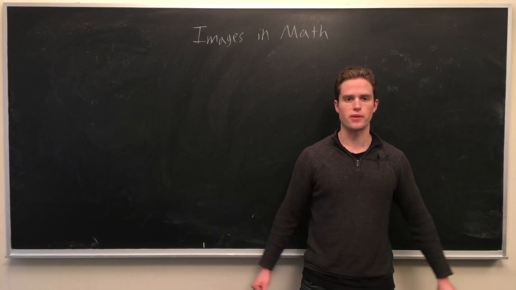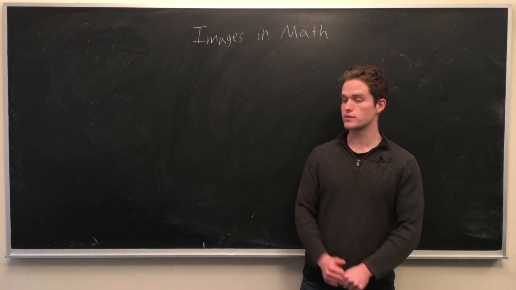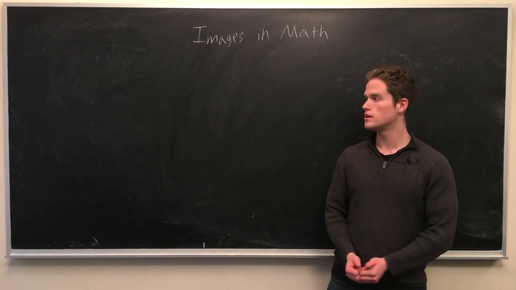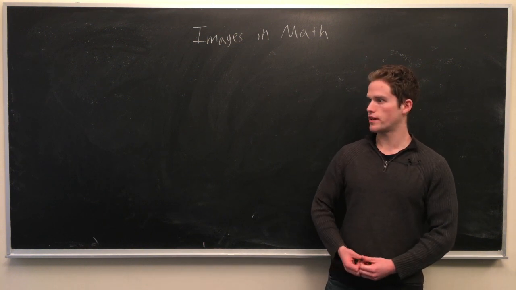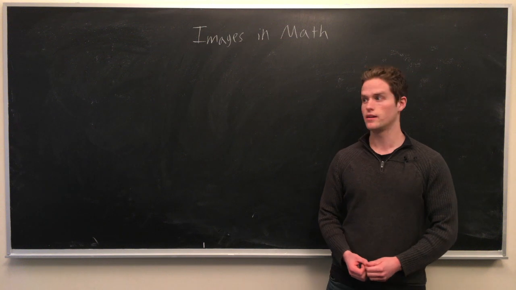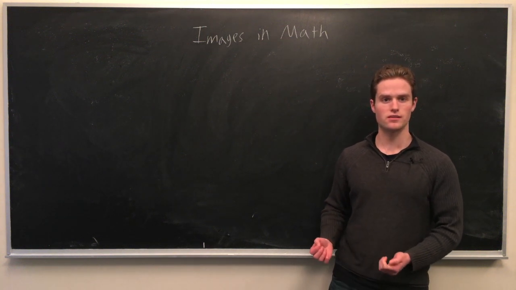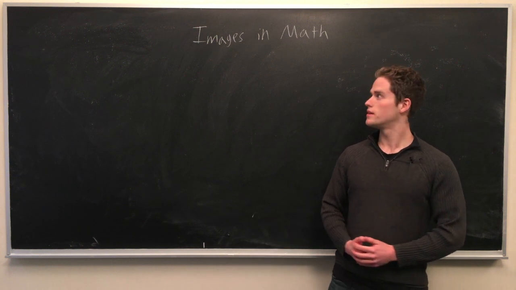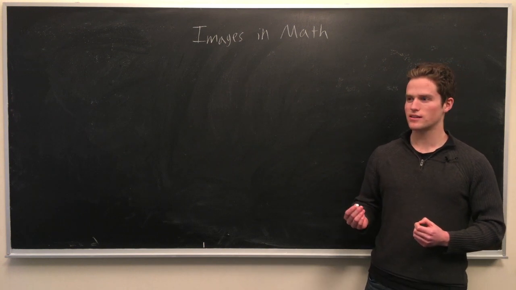Welcome to Center of Math's Images in Math playlist. For this video series, we're going to go over some mathematical topics that involve some pictures. Some topics we're going to talk about are the Koch snowflake, Euler's line, and Pascal's mystic hexagons, which each have some geometric content to them, and some other topics as well. And so today we're going to talk about the Koch snowflake.